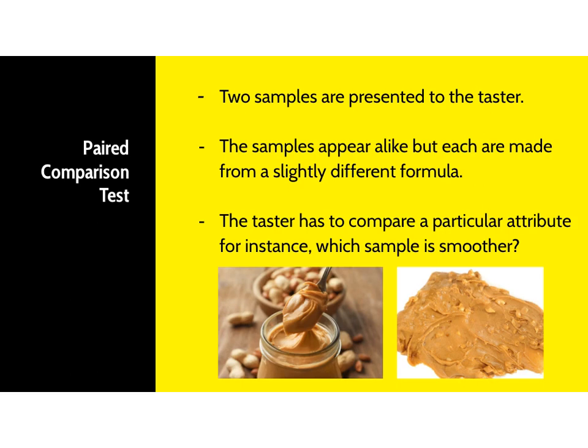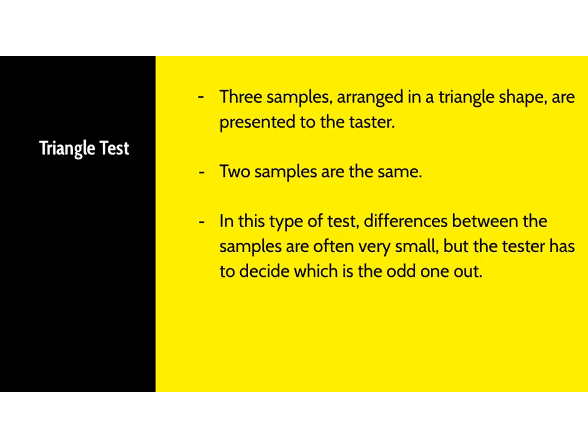So a paired comparison test. This is basically where two samples are presented to the taster. These samples appear alike, but each of them are made from a slightly different formula. So the taster has to compare a particular attribute, and an example could be the texture or how smooth the sample is. Here we can see a really good example of a paired comparison test. The panelists would be consuming the peanut butter to work out which one is smoother, and then they would select one or the other by just comparing the pair. Okay, so compare the pair.